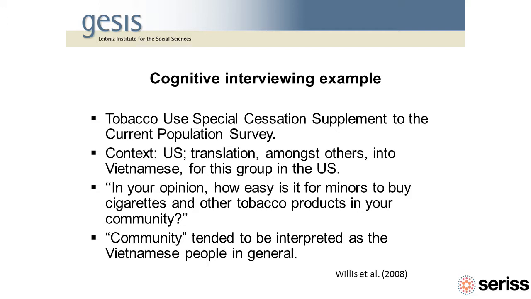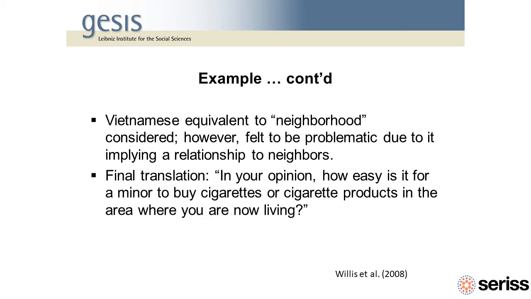One of the source questions was, in your opinion, how easy is it for minors to buy cigarettes and other tobacco products in your community? And what they actually found out during cognitive interviewing is that the Vietnamese translation for community tended to be interpreted as the Vietnamese people in general, which was actually not the goal of the question. So they considered different translation options in the Vietnamese language.